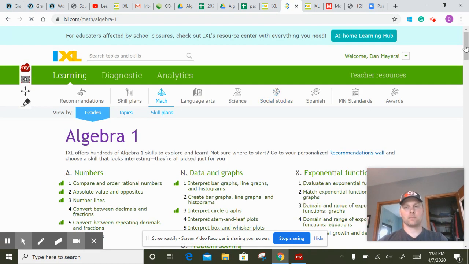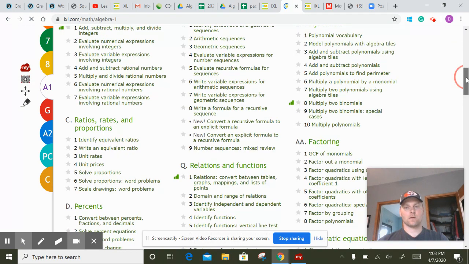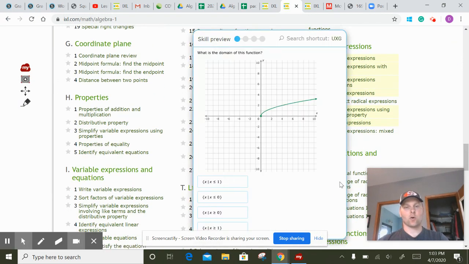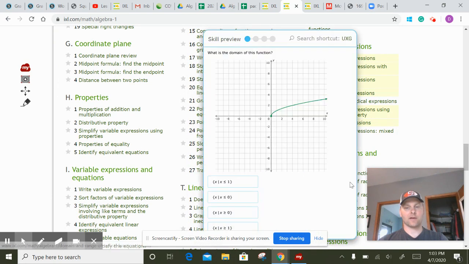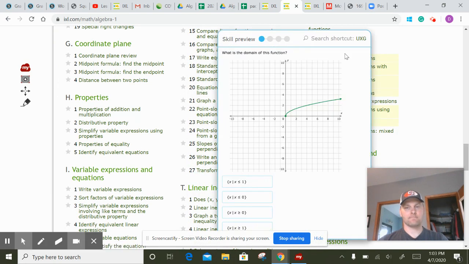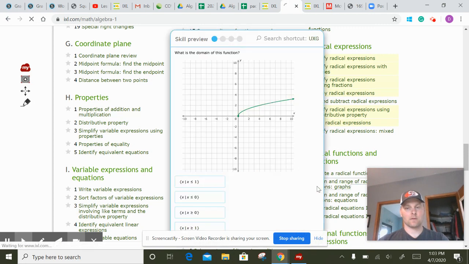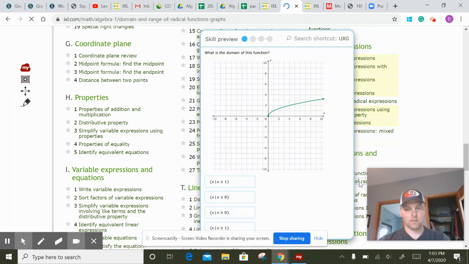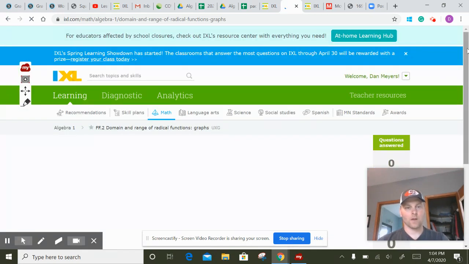There we go. FF2 is on domain and range, looking at the graphs. So let me click on that, if it lets me. Really slow. All right.